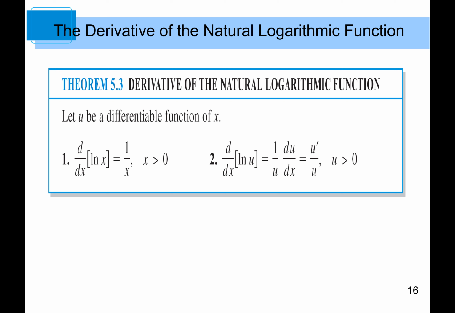Derivative of Ln of x equals 1 over x when x is greater than 0. That's the domain for the natural logarithm function. Second one, derivative of Ln of u with respect to x is equal to 1 over u times du over dx. Du over dx, we call that u prime, so that's why it becomes u prime over u. Here u must be greater than 0.